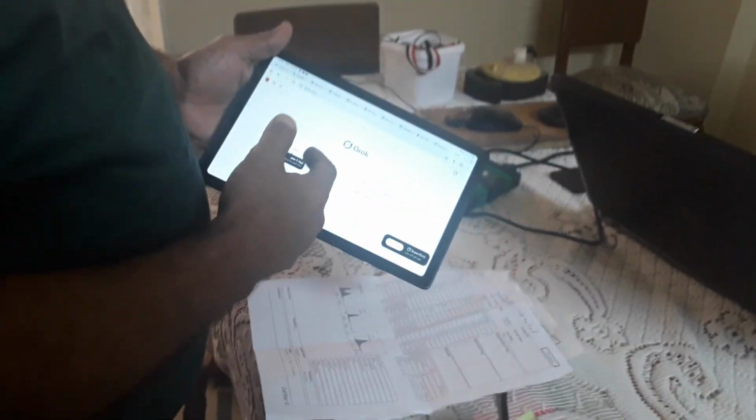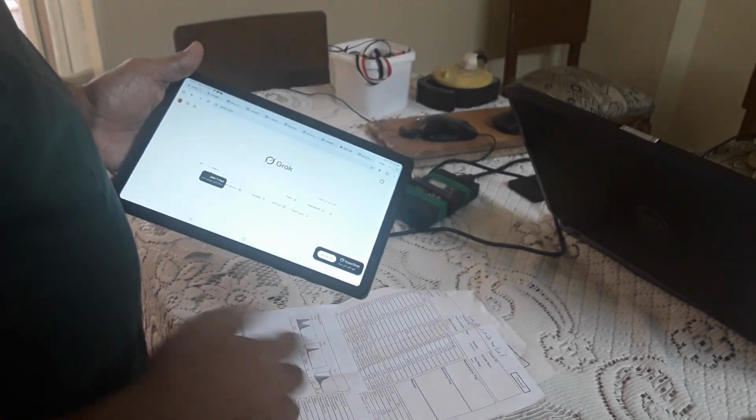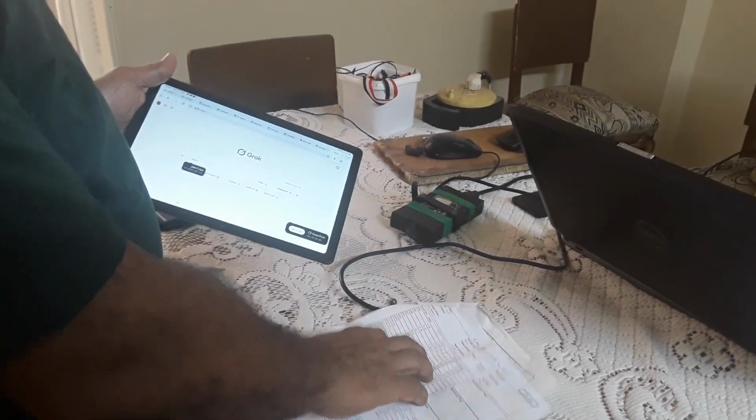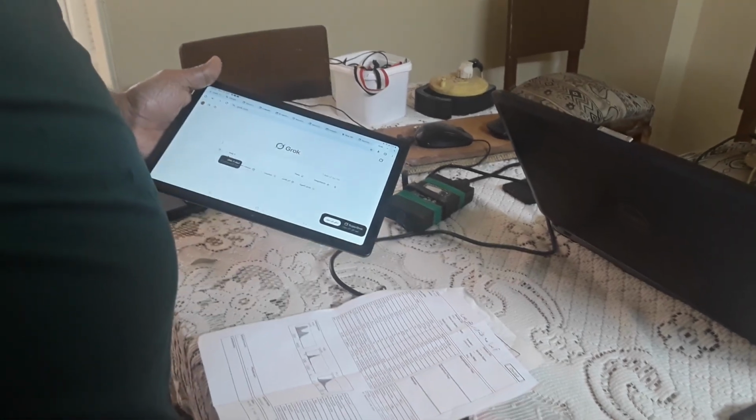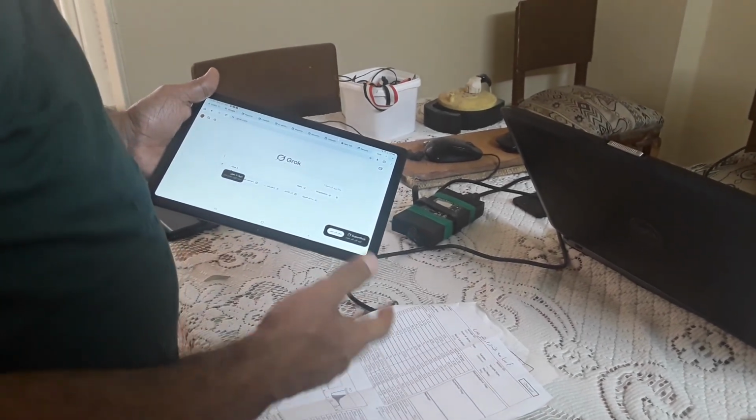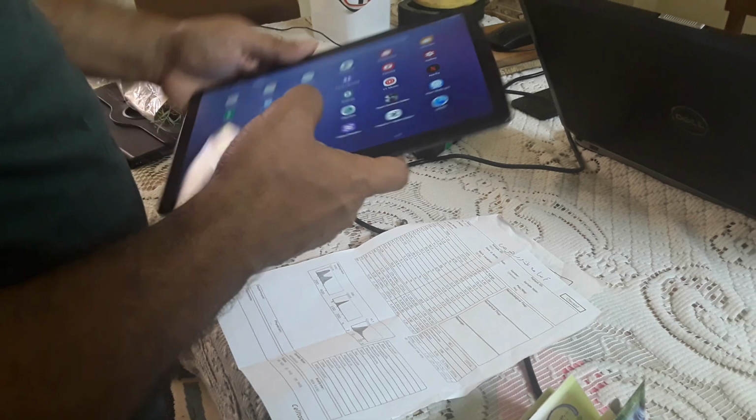So we'll show you now how to use AI like Grok or GPT or DeepSeek or any AI system. We will feed it with this image and ask it to send us the report. So we will start by taking an image of this picture.